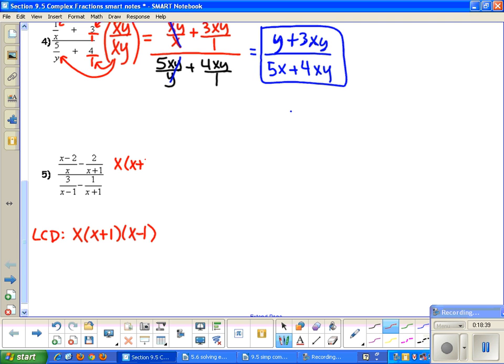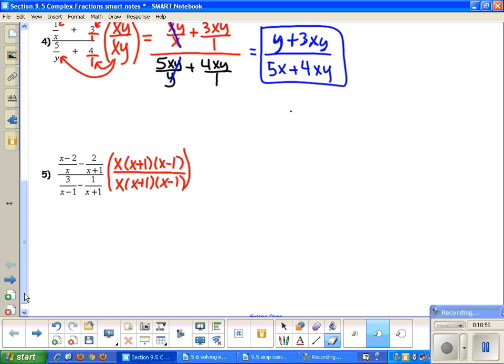So x times x plus 1 times x minus 1 over x times x plus 1 times x minus 1. And again, the reason I'm doing that is because that's like multiplying by 1, so it's not going to change my equation. So now that I have that, I'm going to take these terms and multiply this whole top, x, x plus 1, x minus 1, times this first.